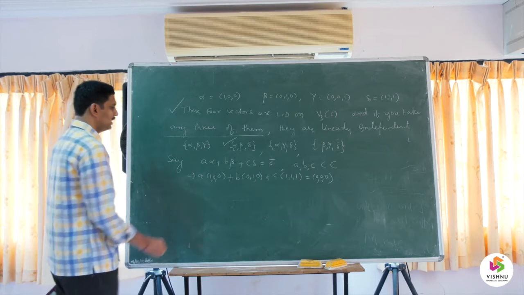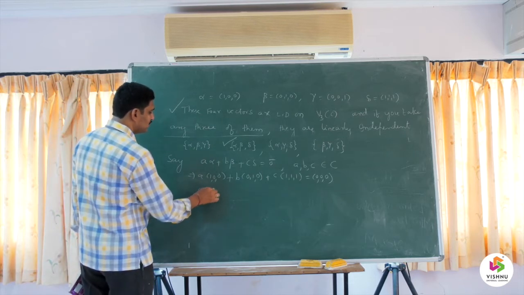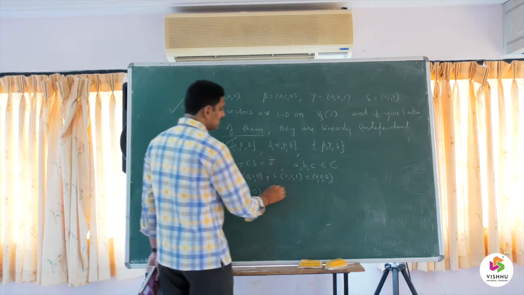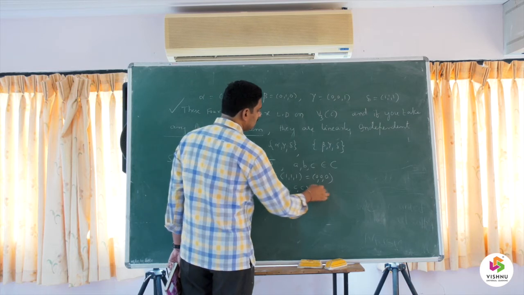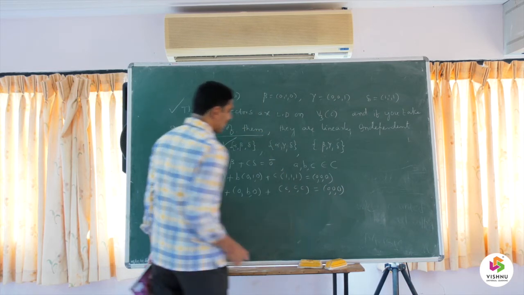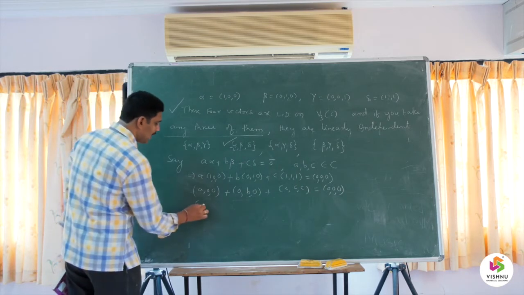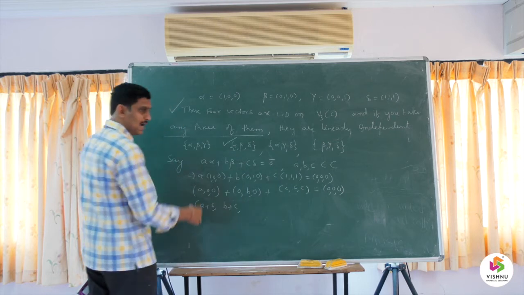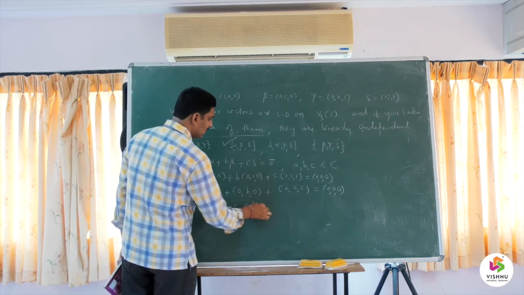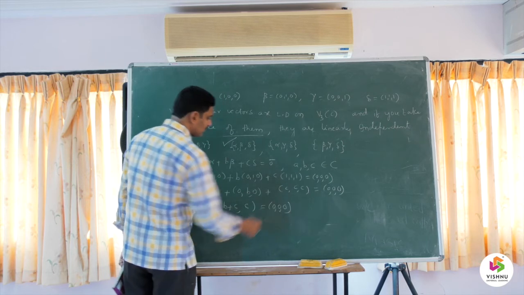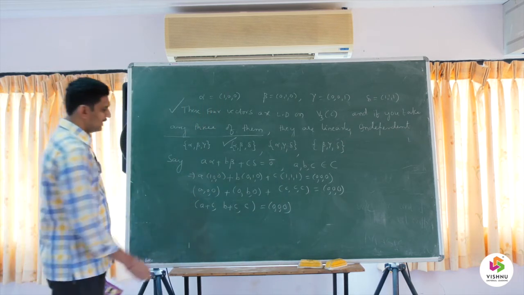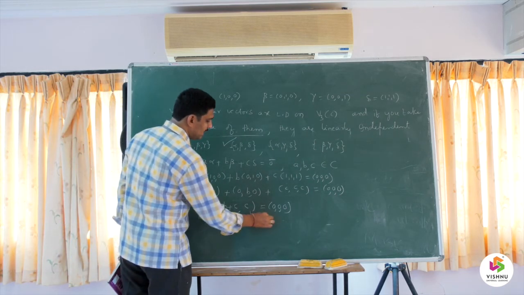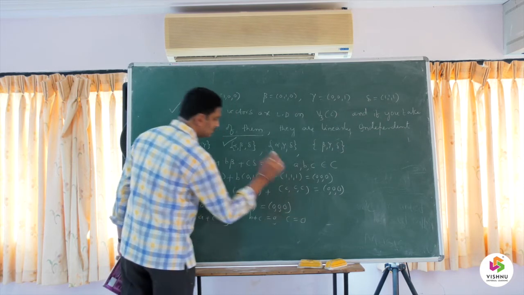Let us equate the values there. So you have (A, 0, 0) plus (0, B, 0) plus (C, C, C) equal to (0, 0, 0). Adding all the first coordinates here, you have A plus C. Adding all the second coordinates, you have B plus C. And adding all third coordinates, you have C, equal to (0, 0, 0). So equating the respective coordinates here, we got that A plus C equal to 0, B plus C equal to 0 and C equal to 0.